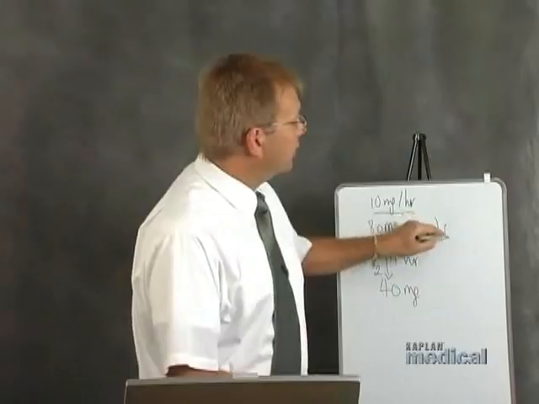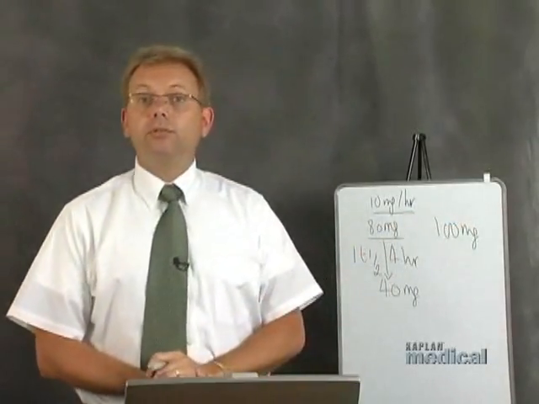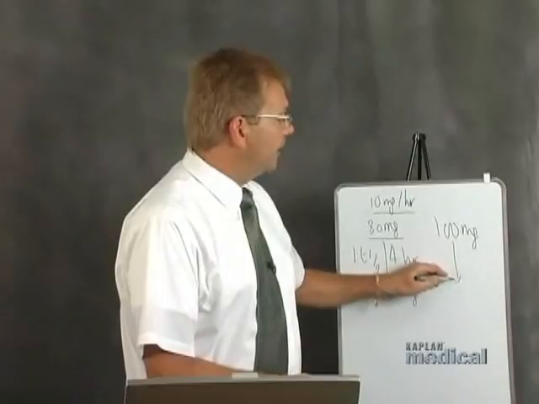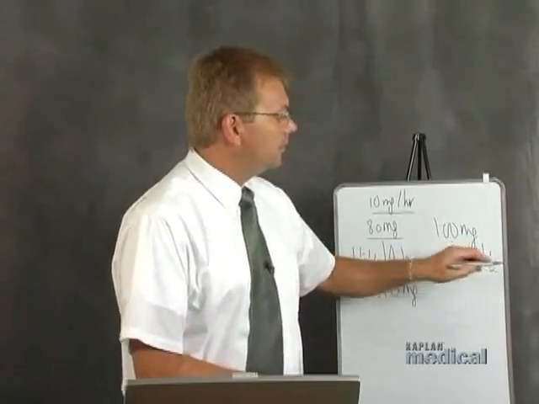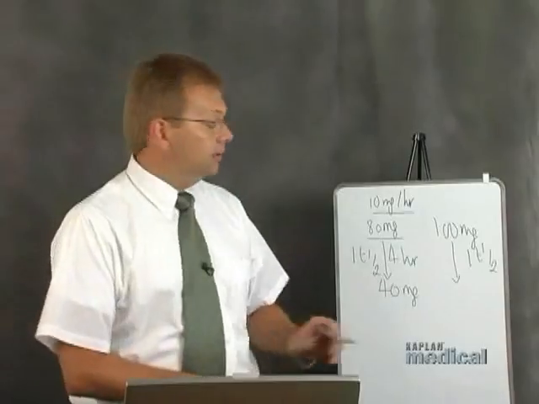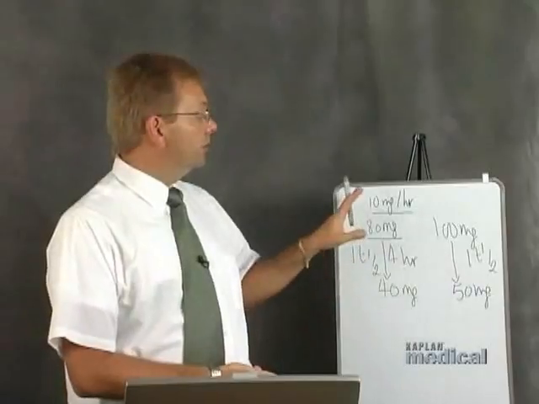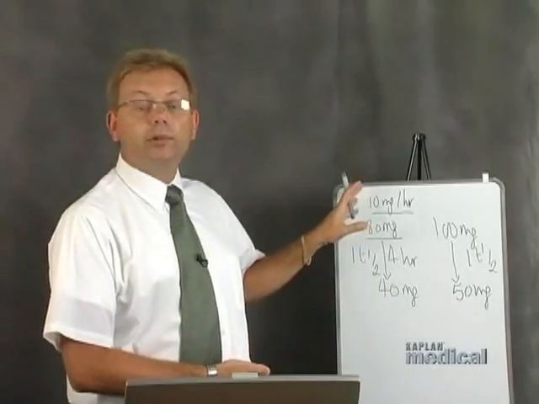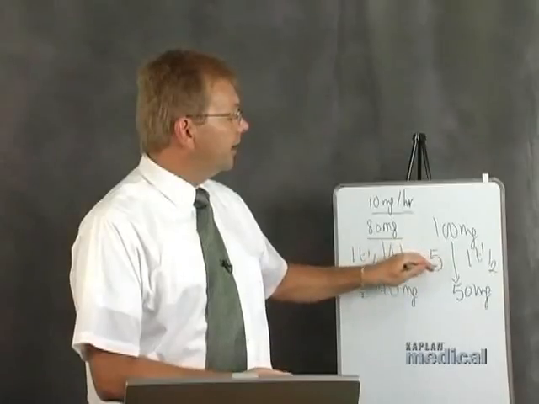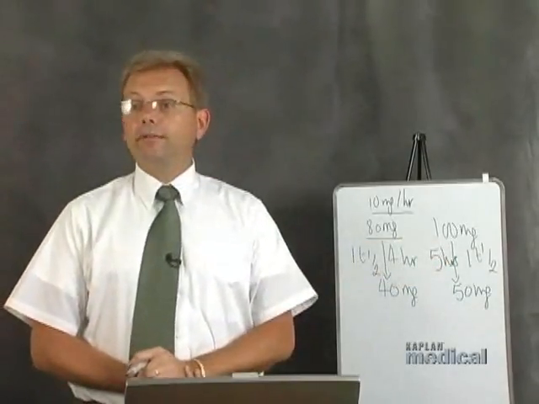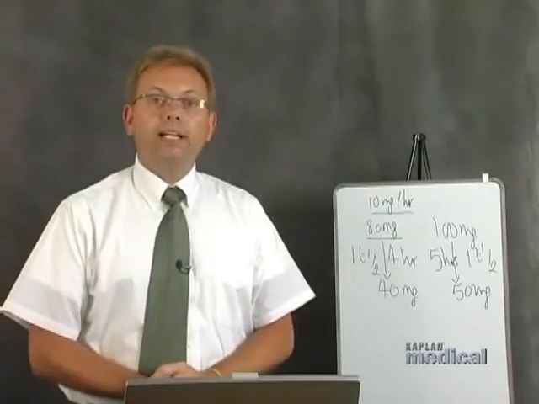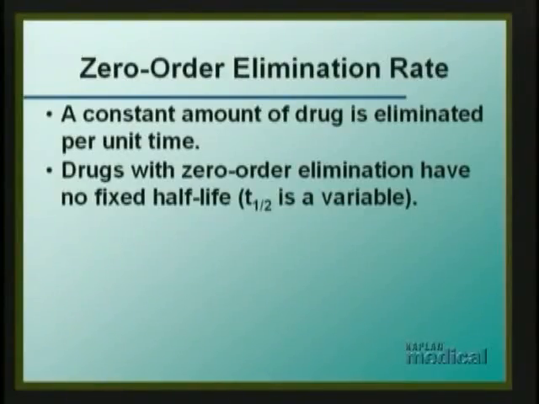Well, let's see. Imagine I didn't take 80 milligrams, but I took 100 milligrams. One half-life later, one T1/2 later, how much should stay in the body? Well, half of 100 is 50. If I'm eliminating a constant amount per unit of time, 10 milligrams per hour, it would now take me 5 hours to get rid of half of the amount of drug in the body. If you go back to the computer screen, you see that drugs with zero-order elimination, therefore, have no fixed half-life, essentially telling you half-life is a variable.